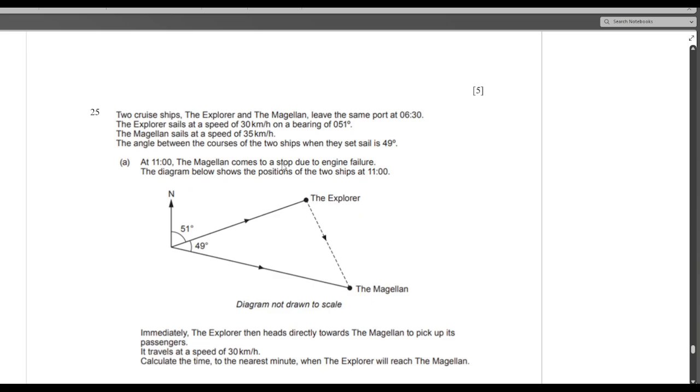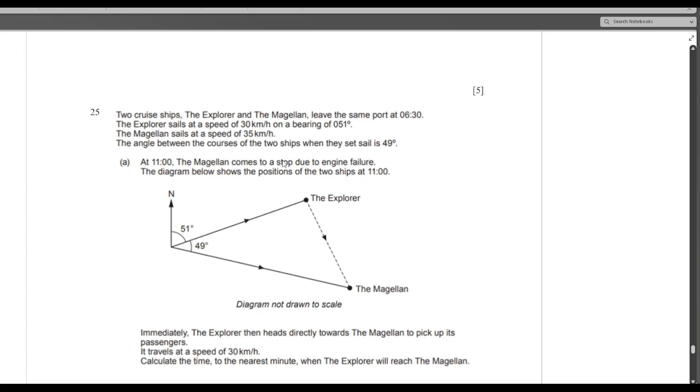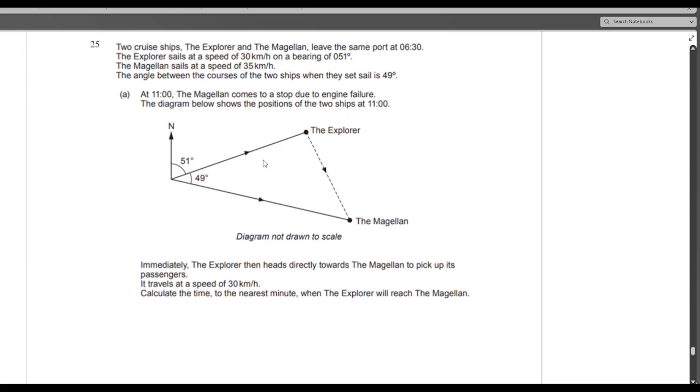Question number 25. Now two cruise ships, the Explorer and the Magellan, leave the same port at 6:30. The Explorer sails at a speed of 30 km per hour on the bearing of 051. The Magellan sails at a speed of 35 km per hour. The angle between the courses of the two ships when they set sail is 49 degree. All the information is here.